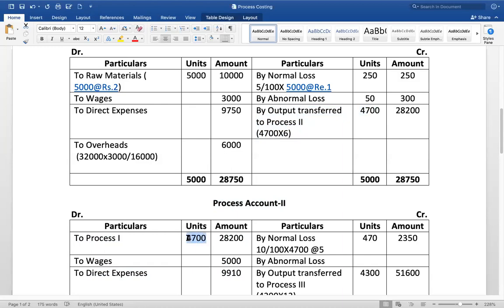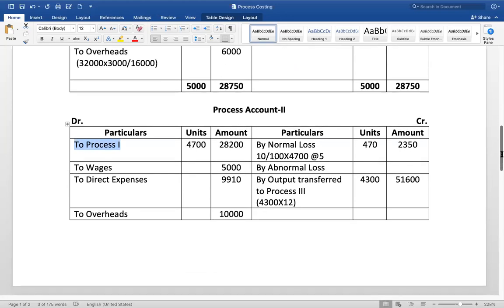4,700, 28,200. Okay, what you write here is by output transfer to process 2, or simply by process 2. That's it. And if you're writing here by process 2, you will write here to process 1. You got this amount from process 1. Why? Process 1 is giving, therefore it is credited to process 1, and process 2 is taking, therefore it is debited to process 2 account. Okay, debit the receiver, credit the giver, applied. Right. So you got the account of process 2.